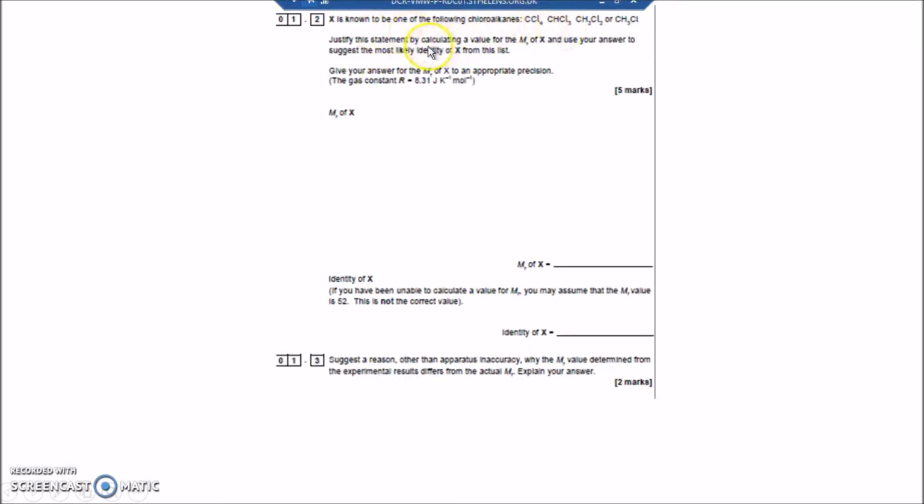X is known to be one of the following. Determine the MR of X and identify which one it is. Give your answer to an appropriate precision. The gas constant R is 8.31.